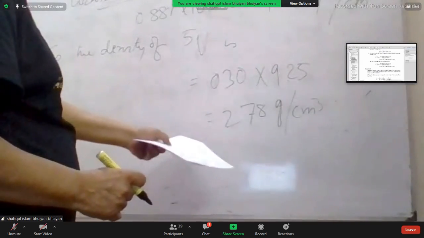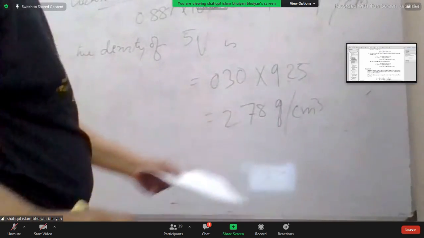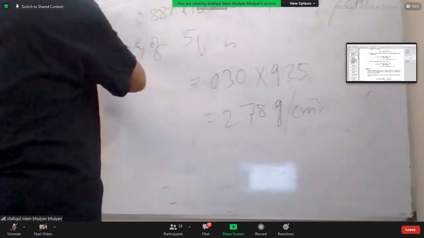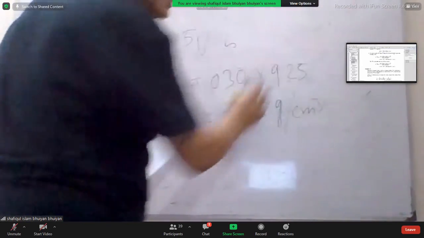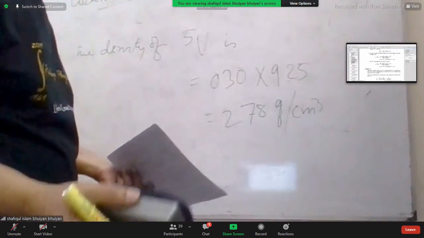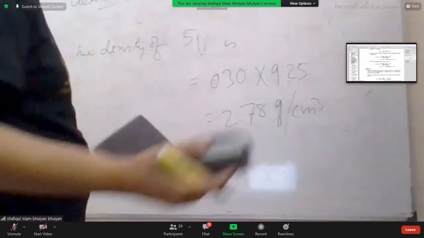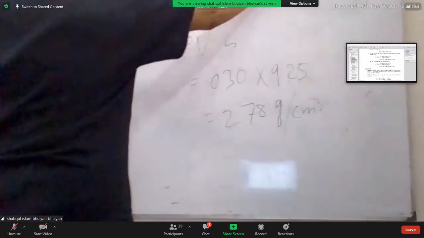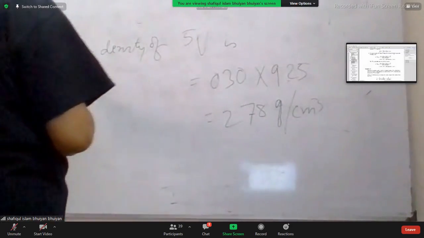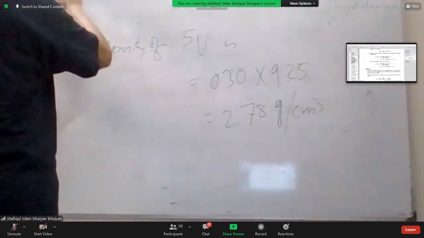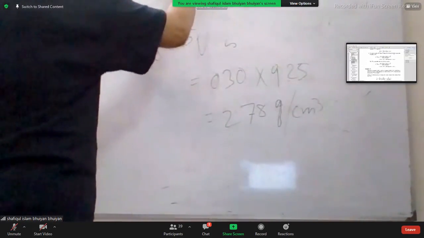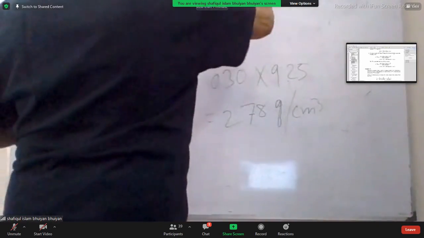The density of U235 is 2.78 gram per centimeter cube. So if we want the number density of the U235, if you know the gram, you just multiply it by Avogadro's number and then divide by the atomic weight. So you get the number density, the atom density of U235.